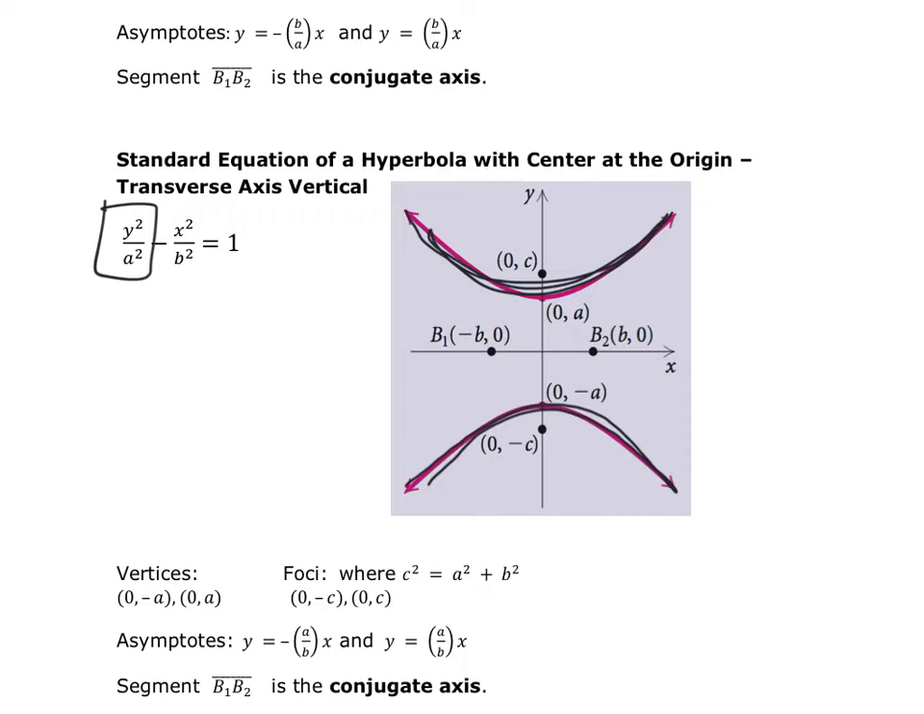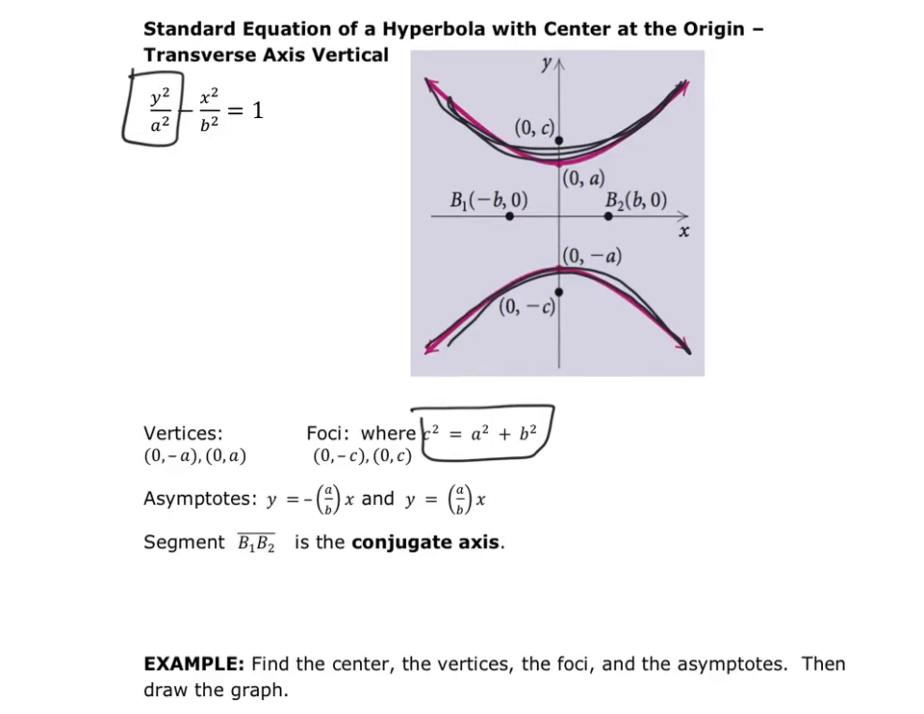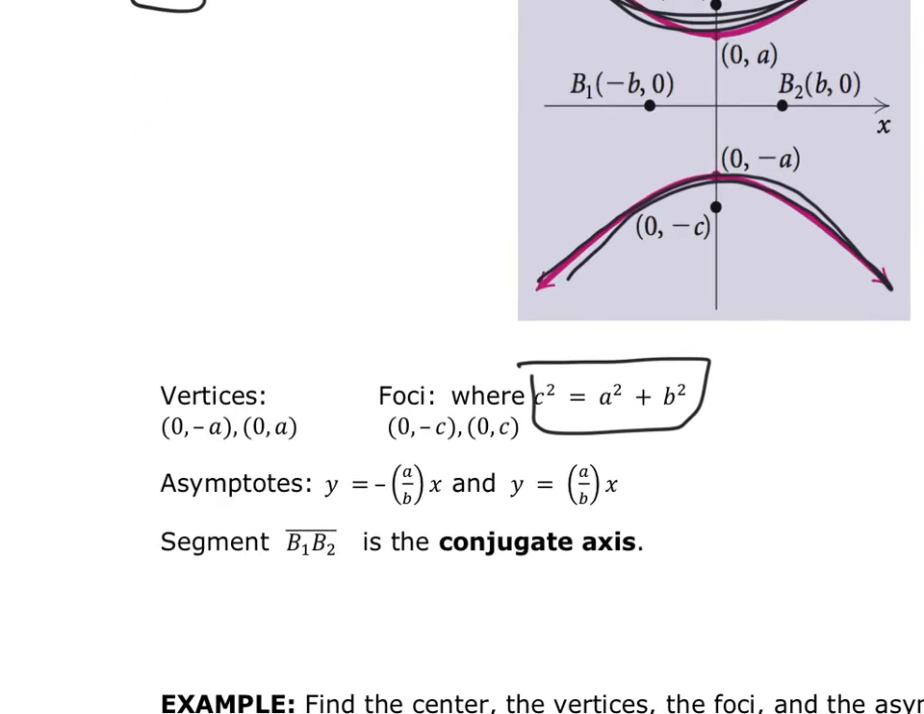So if we are hugging in this direction, my c is still the same. It's still going to be a squared plus b squared is equal to c squared. The only thing that really changes is that my vertices are now along the y-axis. So instead of positive, negative a, comma 0, it is 0, positive and negative a. Instead of my foci on the previous one, which is positive and negative c, comma 0, now it's 0, positive, negative c.